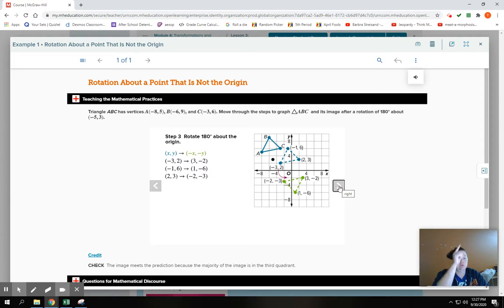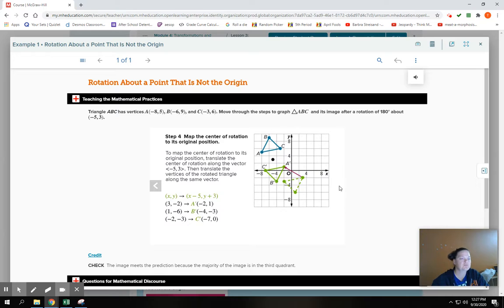Think of it as noon and 6 on a clock. Analog clock, not a digital. Then you have to map the center of rotation to its original position, right? So you got to take your whole thing and move it back up to where it was before. To map the center of rotation to its original position, translate the center of rotation along the vector (-5, 3), then translate the vertices of the rotated triangle along the same vector.